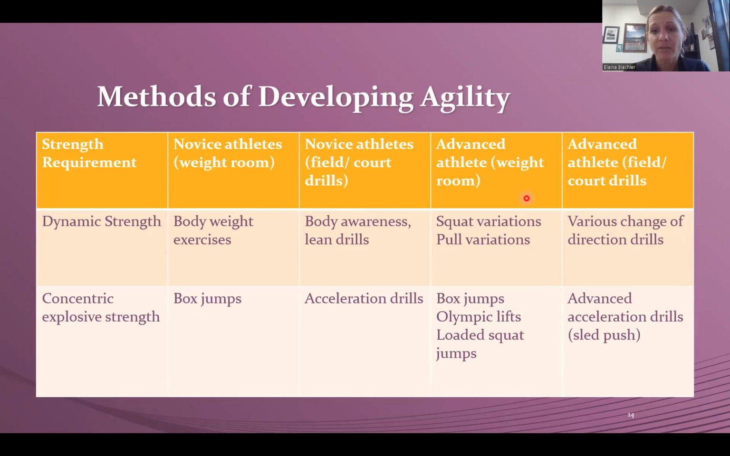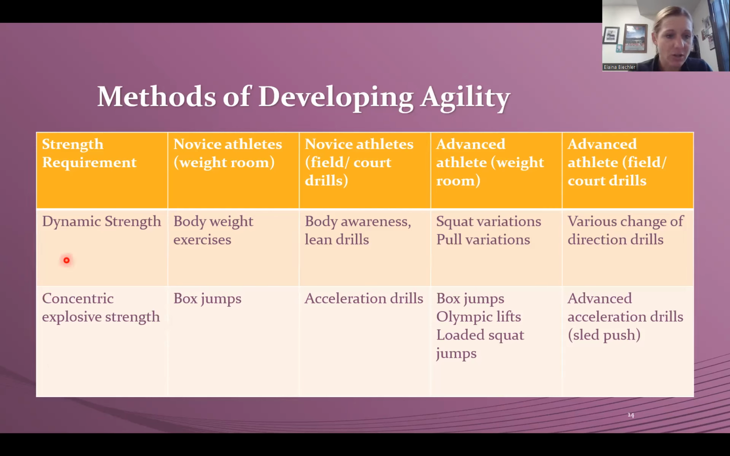Advanced athletes in the weight room can do different squat or pull variations to focus on dynamic strength. And then advanced athletes on the court can do different change of direction drills and things like that that might be specific to their sports. Concentric explosive strength: this is going to help us with the re-acceleration after we break. So again, when we think about agility, we're going to run one direction, we're going to stop, and then we're going to run a different direction and change direction.